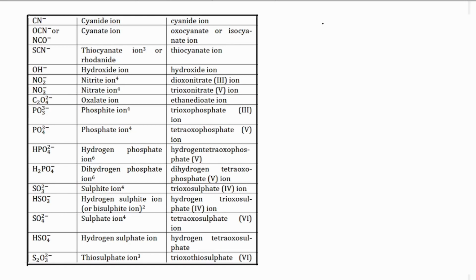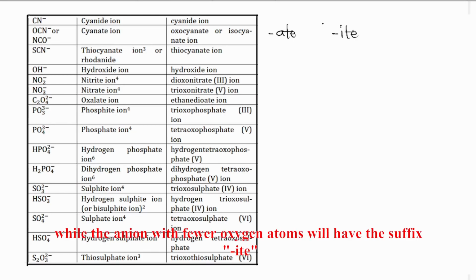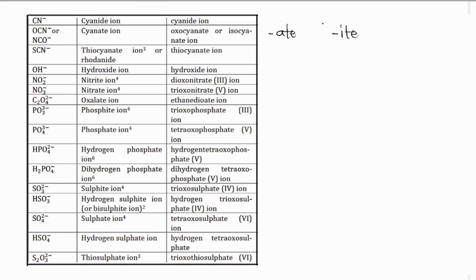Next, we look at the difference between the suffix -ate and -ite within the names of ions. For a polyatomic anion that has two ions both involving the oxygen atom, the anion with more oxygen atoms will have the suffix -ate, while the anion with fewer oxygen atoms will have the suffix -ite. There are several examples of this, which are nitrate and nitrite, phosphate and phosphite, sulfate and sulfite, and lastly, chlorate and chlorite.